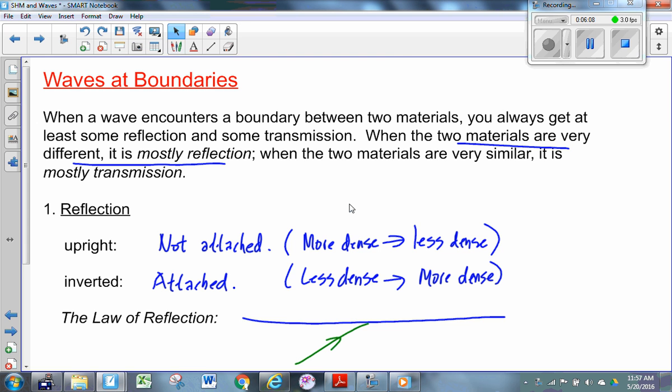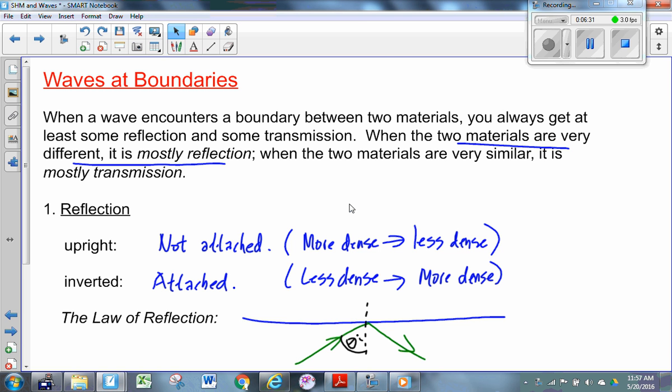Well, what we're going to do is, first of all, draw what we call a normal line. Normal in physics means 90 degrees. Normal force, the force at 90 degrees. Normal line, the line drawn at 90 degrees to the boundary. We're going to measure this angle right here. We're going to call it theta I, the angle of incidence. We're going to observe what angle it reflects off at.